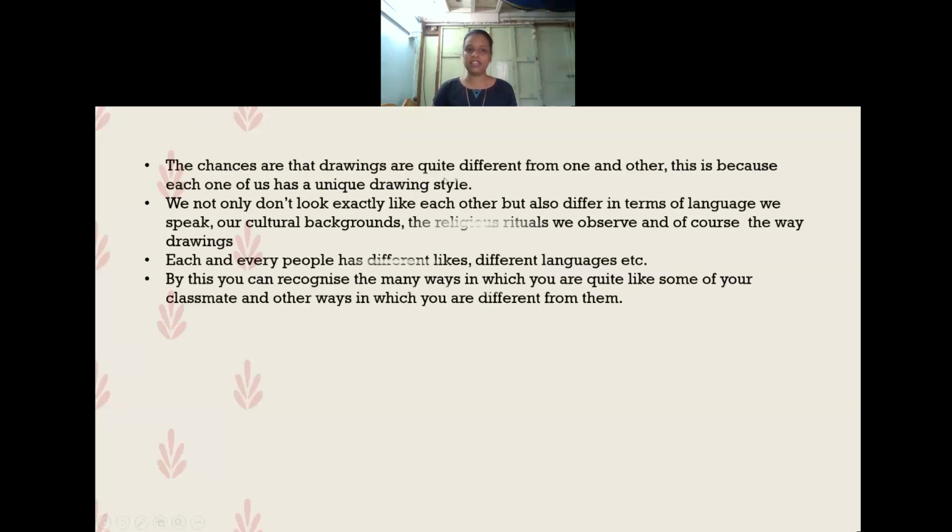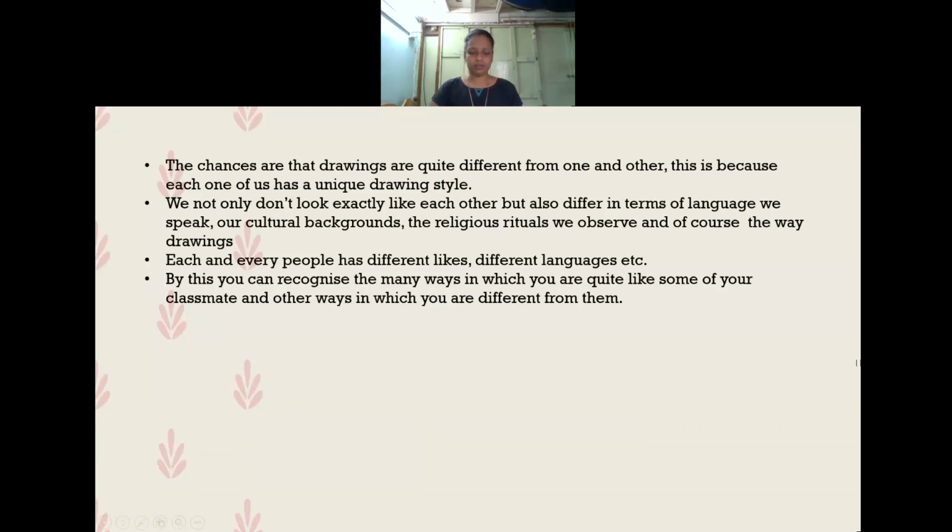So the drawings are quite different from one another. This is because each one of us has a unique drawing style as well as technique. We not only don't look exactly like each other, but also differ in terms of the language we speak, our cultural backgrounds, the religious rituals we observe, and of course the way of the drawings.